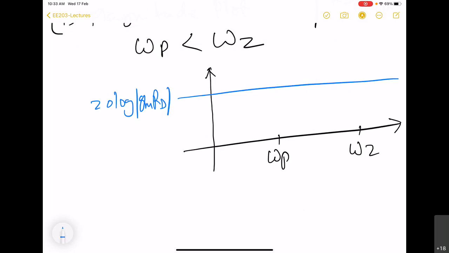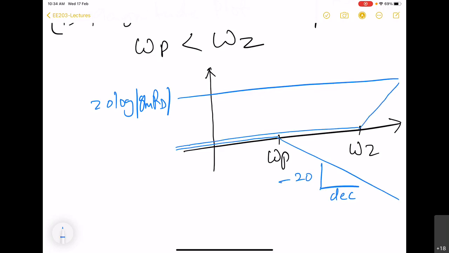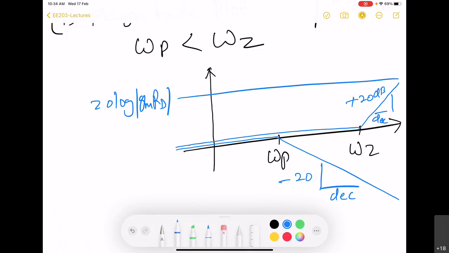Pole is going to give rise to a response which will be zero up till omega p, and then we will have a line with slope minus 20 dB per decade. And zero will give rise to a curve which will be 0 up till omega z, and then a curve with slope plus 20 dB per decade. So these are the three curves, and we will have to add these three to get the overall response.